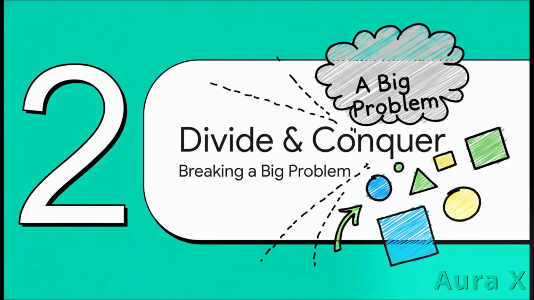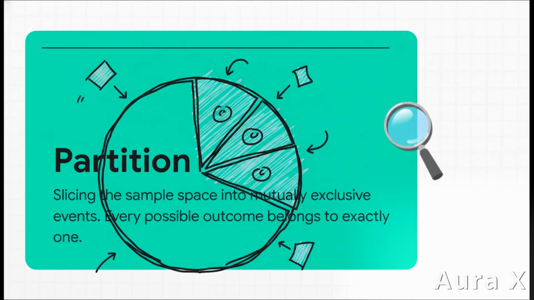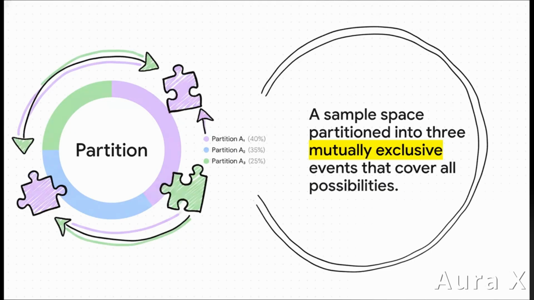Which brings us to the core of it all, the divide and conquer strategy. This is our whole approach for taking a big, complicated problem and slicing it into clean, simple pieces we can actually work with. And the magic word here is partition. Just imagine that the entire universe of possibilities, what we call the sample space, is a giant pie. When you partition it, you're just slicing that pie into pieces. The only rules are the slices can't overlap, and every single possible outcome has to land in one and only one of those slices.